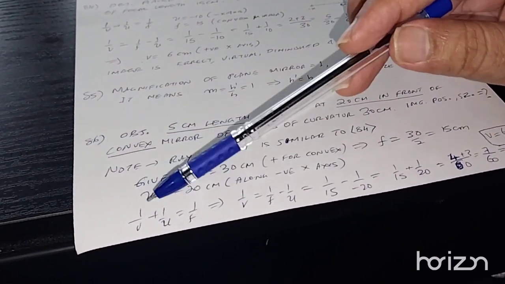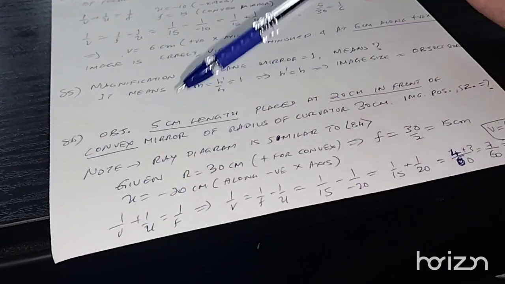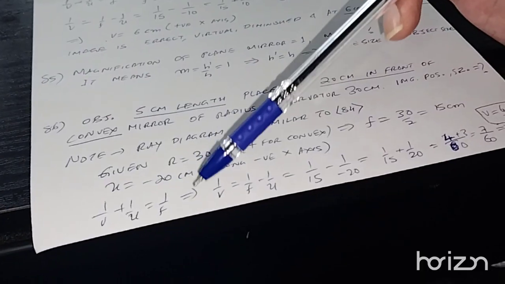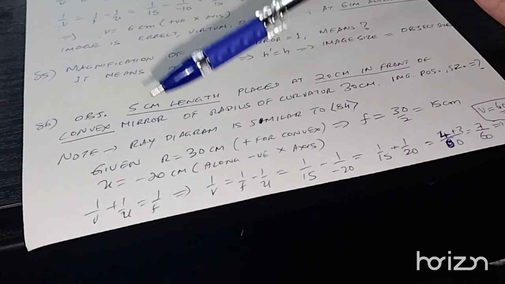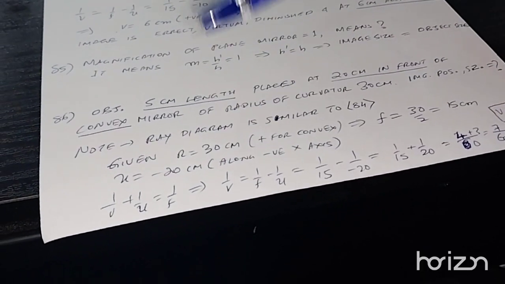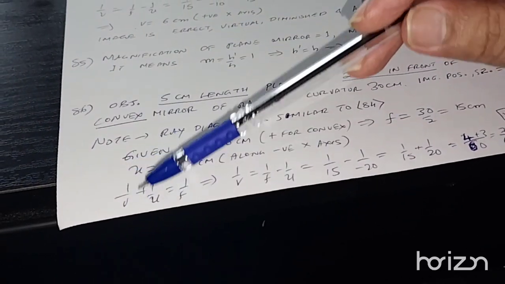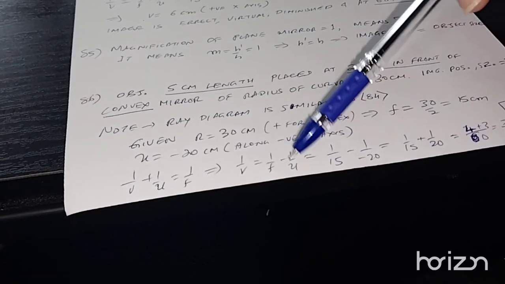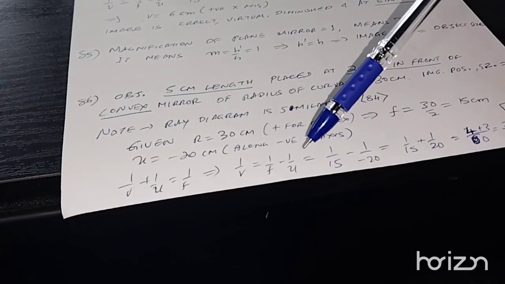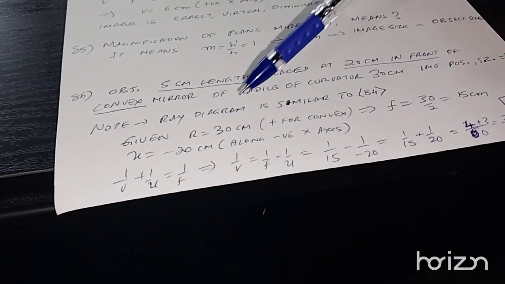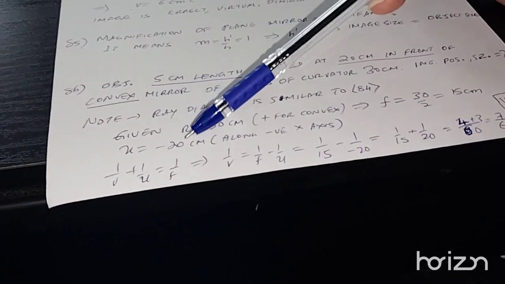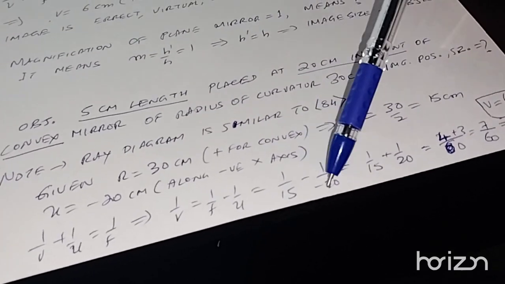If you want to apply the mirror formula, because this is a convex mirror, 1 upon v plus 1 upon u is equal to 1 upon f. Be very careful while taking the mirror formula or the lens formula. Mirror formula is 1 upon v plus 1 upon u is equal to 1 upon f. So 1 upon v is equal to 1 upon f minus 1 upon u. So focal length in this case is 15 centimeter substituted, and u is equal to minus 20 substituted.